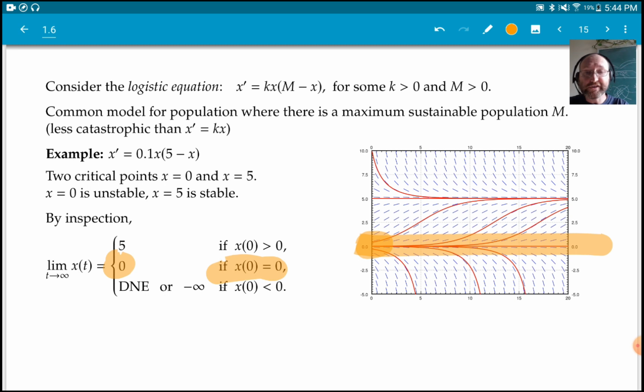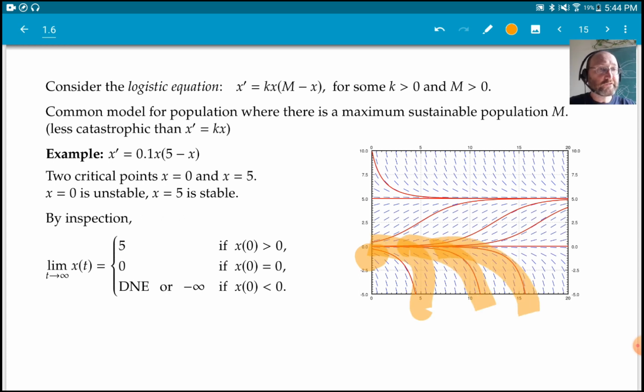If the initial condition is negative here, if I start slightly below 0, somewhere over here, then you can see what these solutions are doing. They just go off to minus infinity. So either the limit doesn't exist or it's minus infinity.